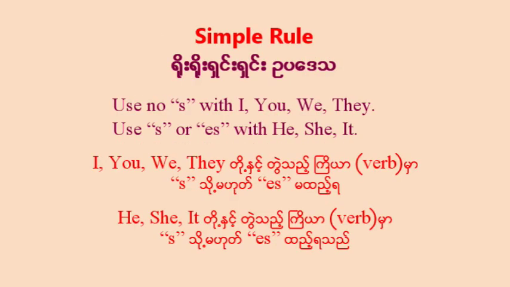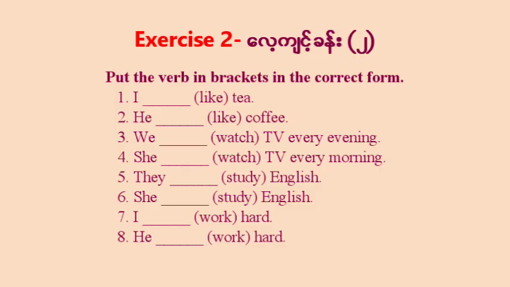Simple rule: use no S with I, you, we, they. Use S or es with he, she, it. Exercise 2. Put the verb in brackets in the correct form.